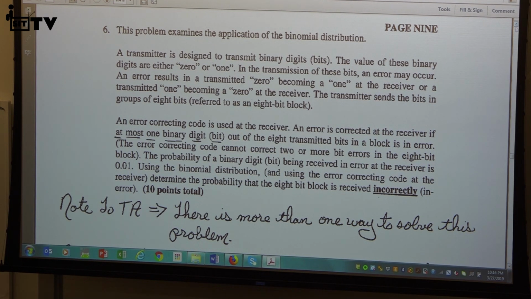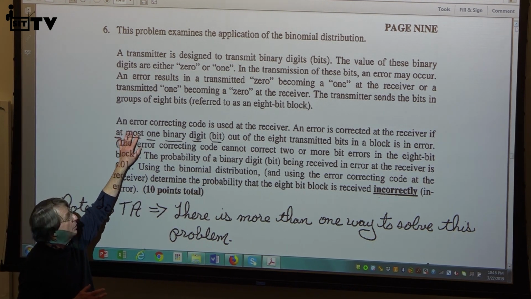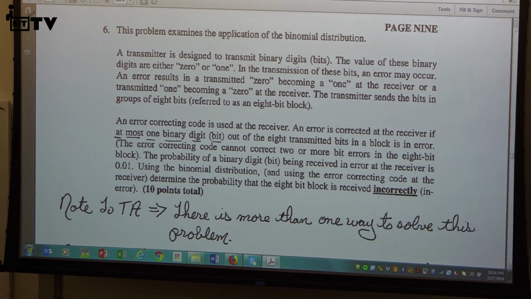Now, an error can occur. If I send you a 1 and you get a 0, that's an error. If I send you a 0 and you get a 1, that's an error. So this is the part I thought was great. An error-correcting code is used at the receiver. That means it can correct some errors.